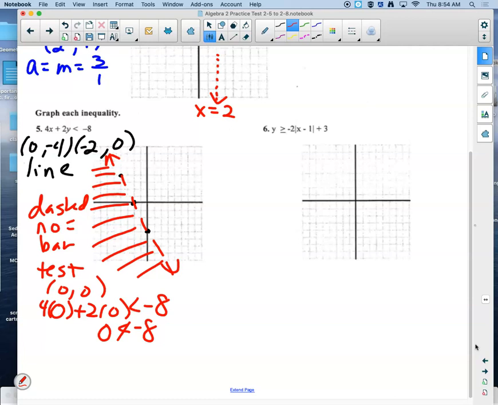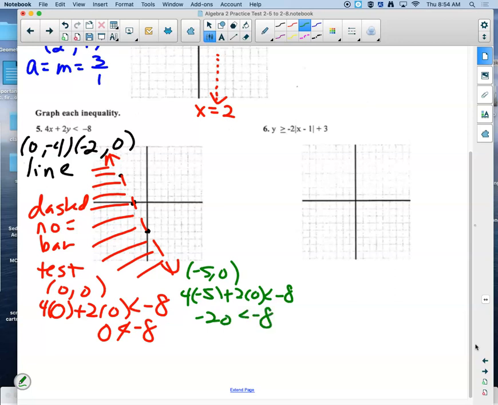And like I've done the last couple of days, people like multiplying things by 5s because multiplying by 5s is easy. So maybe negative 5, 0. Let's check negative 5, 0 and make sure it works. So we'll have 4 times negative 5 plus 2 times 0 is less than negative 8. Well, 4 times negative 5 is negative 20. Plus 0 is negative 20.